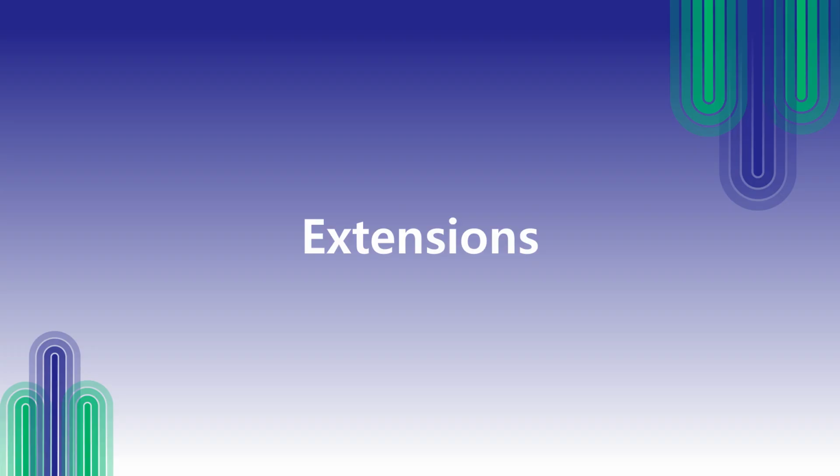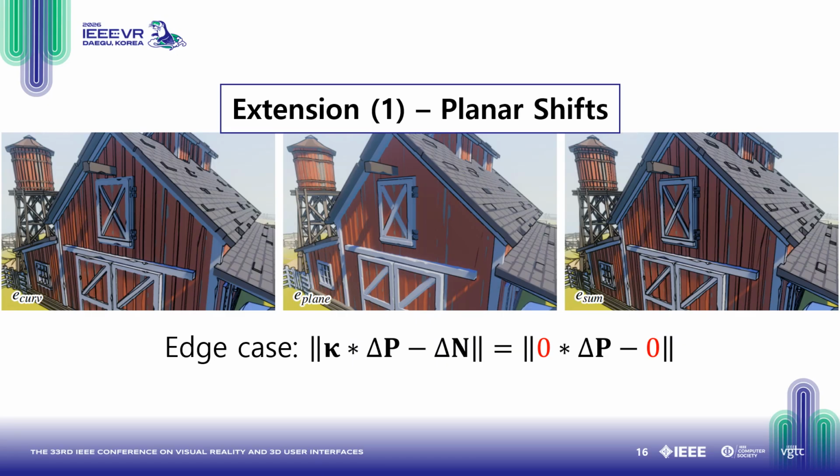Unfortunately, the method we described has some edge cases that we need to address with extensions. First, as we link curvature to normal vector differences, discontinuities between parallel planes are not detected because both quantities become zero. To solve this, we additionally search for sudden shifts along normal vectors. This search is then added to our directional prediction error.